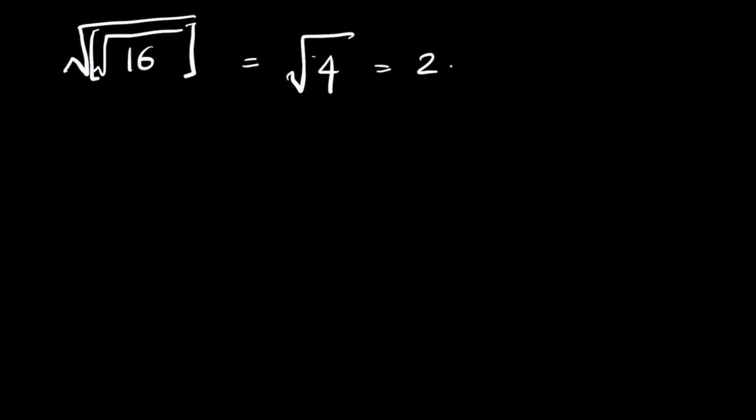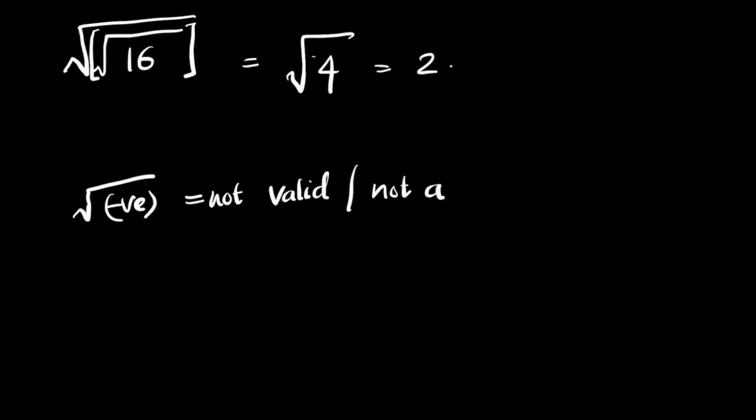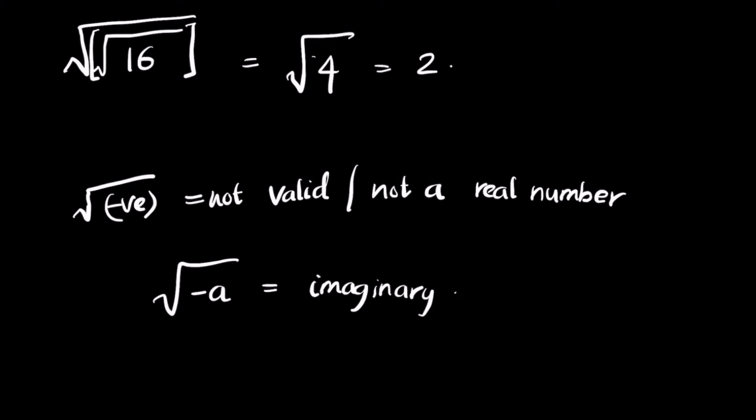The reason we don't take that is because the square root of a negative number is not valid, or it does not have a real number value. So it is not a real number. The square root of negative a is an imaginary number. We said there are two types of numbers, real and imaginary. We'll discuss the root of negative numbers in the coming chapter.